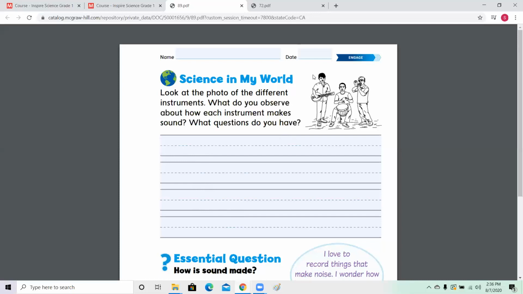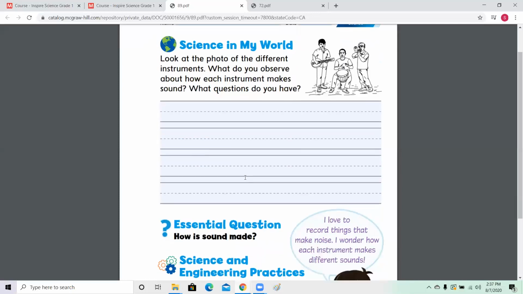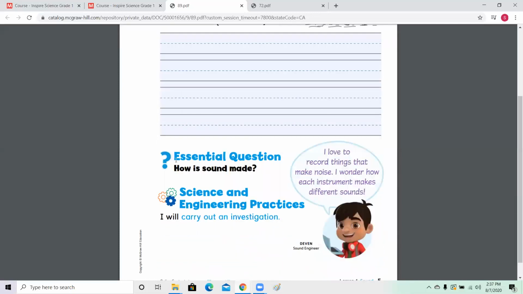So you are asking questions regarding the picture. You are just looking at the picture and asking questions. All right, so one question will do. You write it here. All right. And the essential question, how is sound made? We just said that sound is made by vibrating. When you vibrate things, then sounds happen.